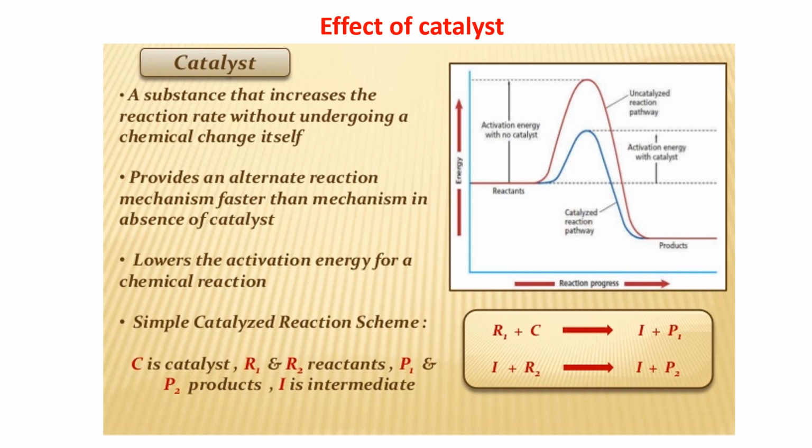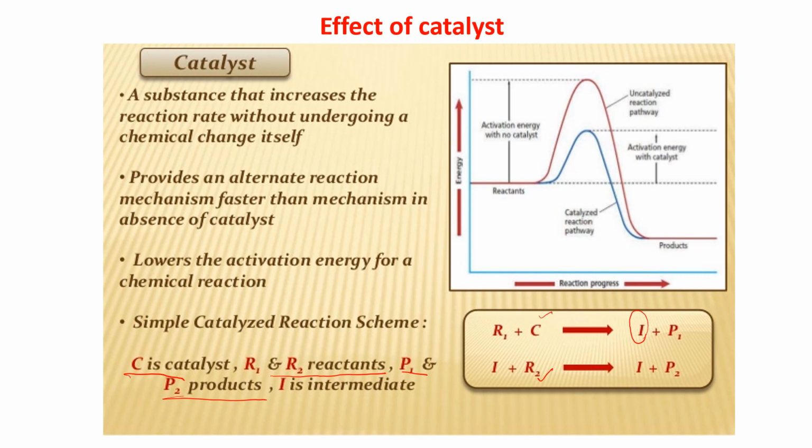Okay. Simple catalyzed reaction scheme. Suppose C is the catalyst, R1 and R2 are the two reactants, P1 and P2 are the products formed, and I is the intermediate forming. R1 first reacts with the catalyst. It gives you an intermediate I and a product P1, and then I again reacts with R2. It gives you C and P2.